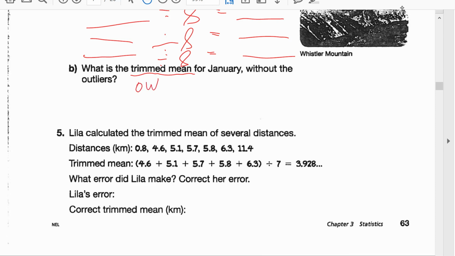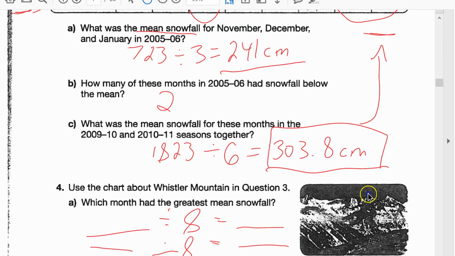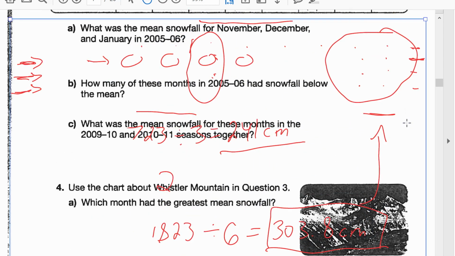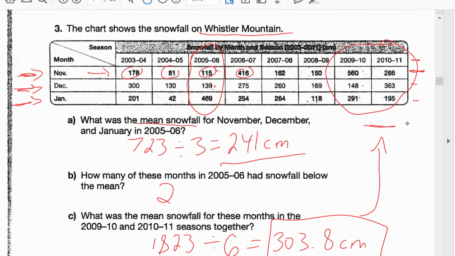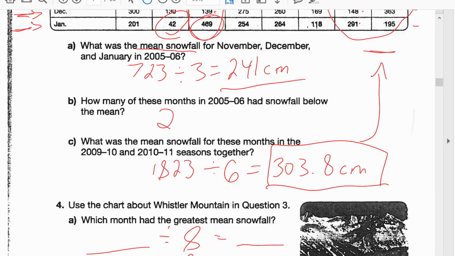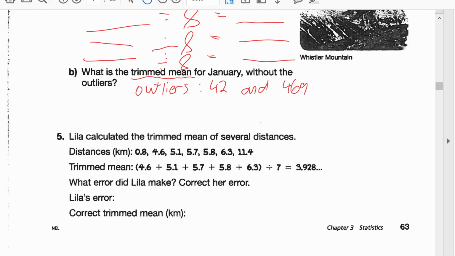I'll give you the outliers. Outliers are 42 and 469. And if we take a look for January, 42 and 469. Those are the big ones that don't fit in January. So that means you're dividing it now by 6. So add them up, divide by 6 to get your new trimmed mean.